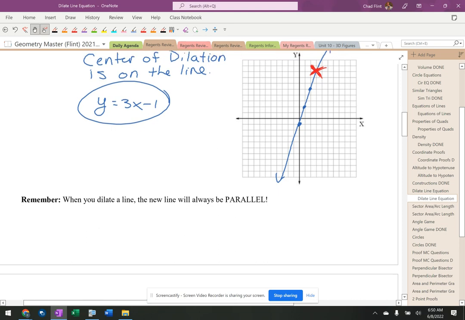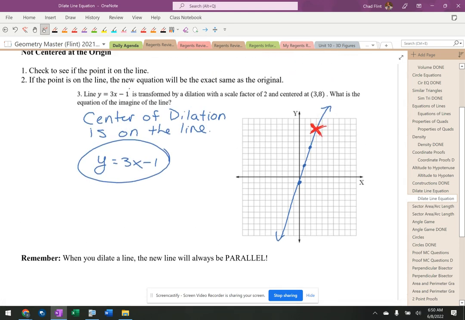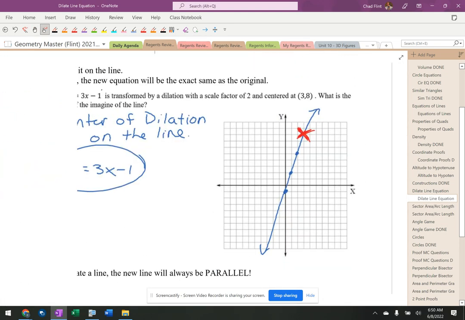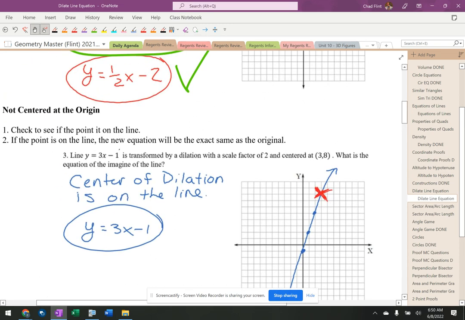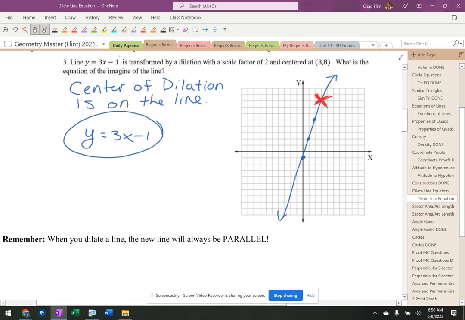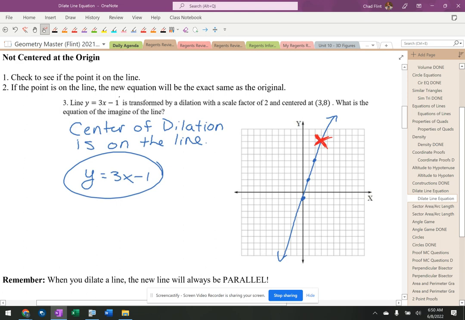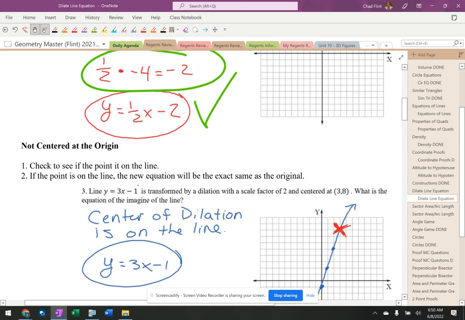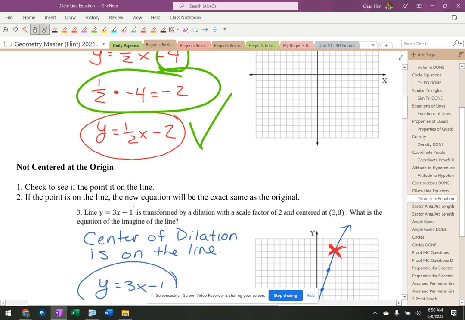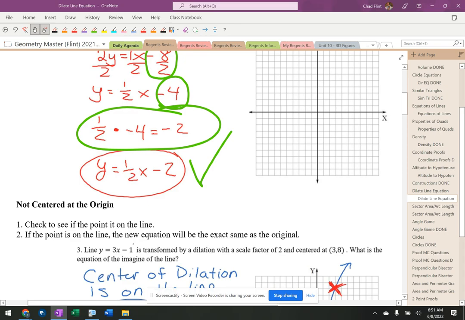So the new line will always be parallel, well, this line right here stays the same, so it's not really parallel because it's the same line. But the slope won't change is what this person is trying to get through. The slope will not change ever. The y-intercept will change when it's centered at the origin. When it's not centered at the origin, it is almost completely impossible that it'll change. It could, but in the rare situation that happens, just use common sense and dilate it from that point.